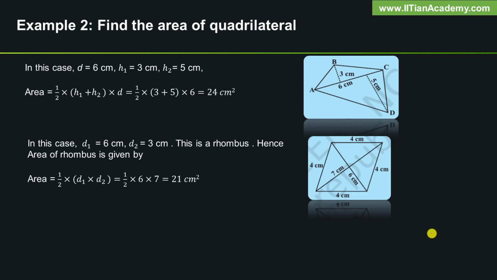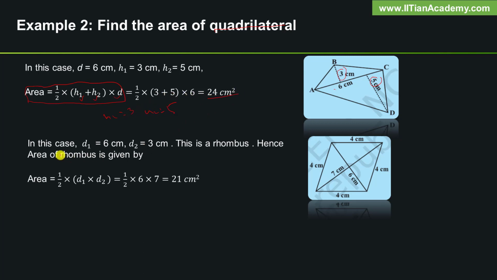Let us see another example of finding the area of a quadrilateral. Here, we are given H1, H2, and diagonal D. We have seen in the last slide that the area of a quadrilateral is half into H1 plus H2 into the diagonal. Hence, putting the values from the figure, we get the area equal to 24 centimeters square.